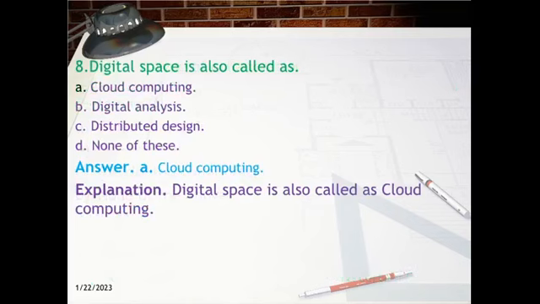8. Digital space is also called as: A. Cloud computing, B. Digital analysis, C. Distributed design, D. None of these. Answer: A. Cloud computing. Explanation: digital space is also called as cloud computing.